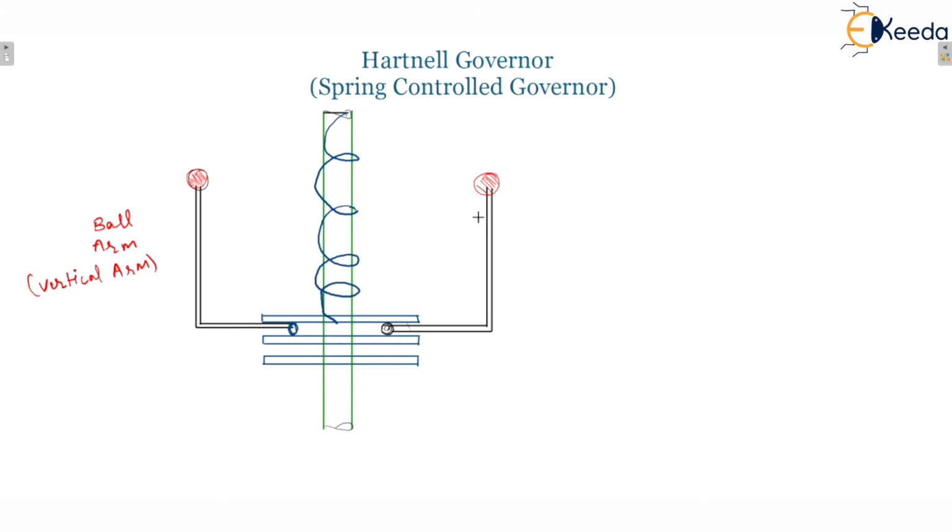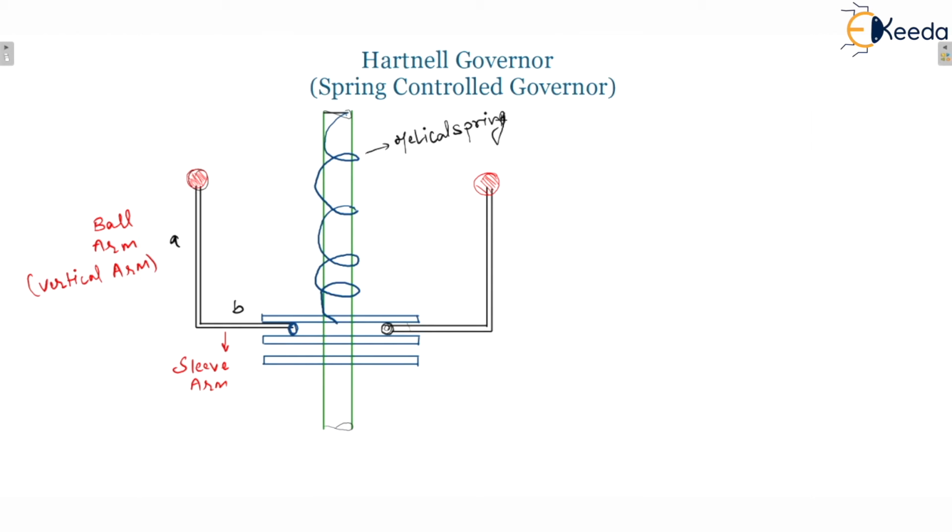Similarly, this is also a ball arm and vertical arm, and this is another arm which is known as the horizontal arm or sleeve arm, because it is connected to the sleeve. So we will call it a sleeve arm. The length of the ball arm is considered as A, and this is B. Is that clear? This is the helical spring, and again I am repeating that it is always in compression.